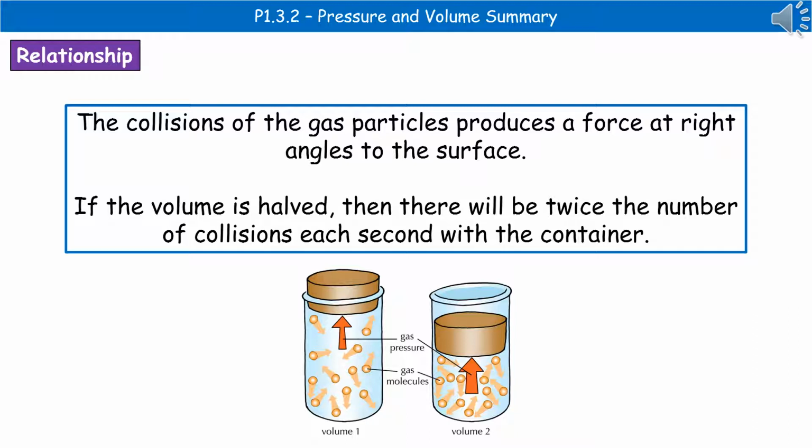In our first volume, the one on the left, we've got a much bigger space for those particles to move around in. Therefore, they're less likely to collide with the surface, which means we will obviously have a lower pressure. Whereas when we reduce the volume, those same number of particles are moving around in a smaller space, which means they're more likely to collide with the sides.